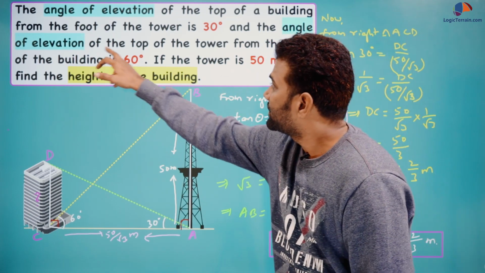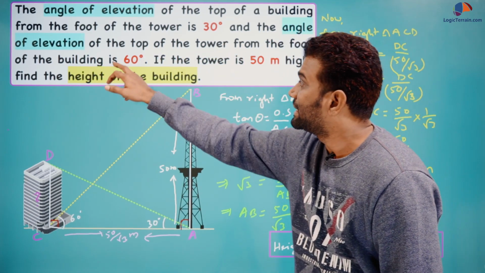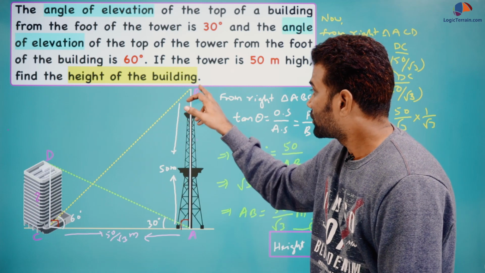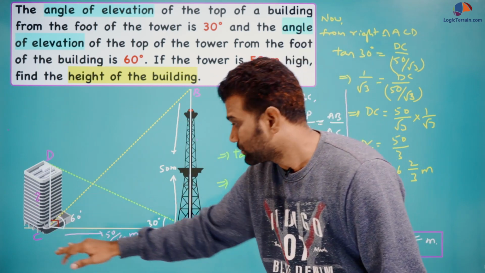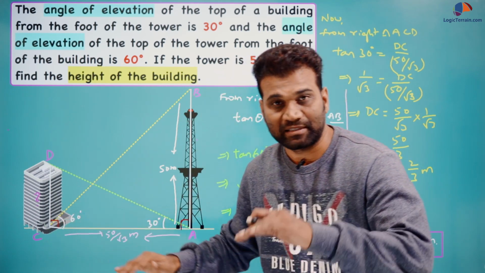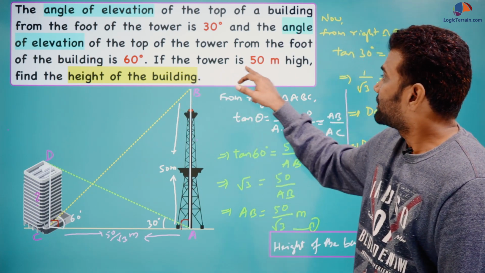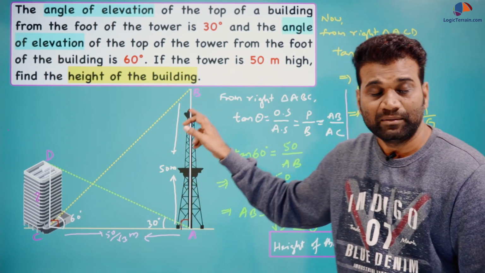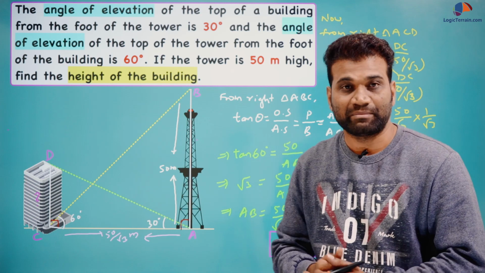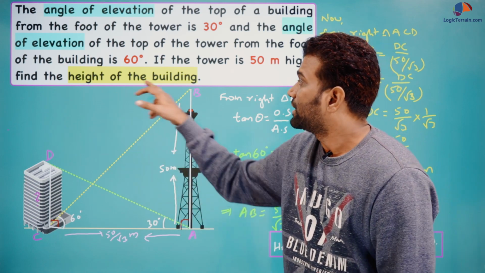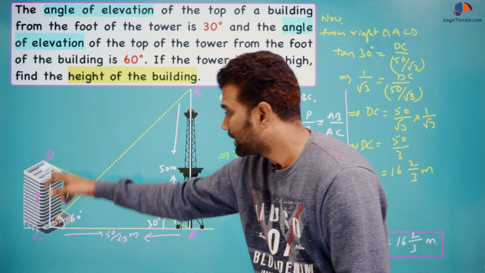And the angle of elevation of the top of the tower from the foot of the building is 60 degrees. So to the top of the tower from the foot of the building, which is making a 60 degrees angle with the ground. If the tower is 50 meters high, here we are given the height of the tower, that is 50 meters, then find the height of the building. So we need to find the height of the building.